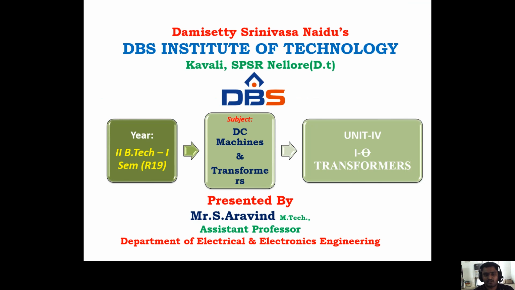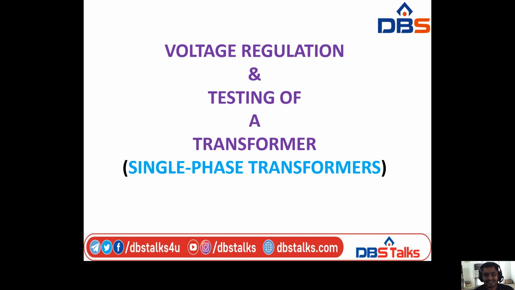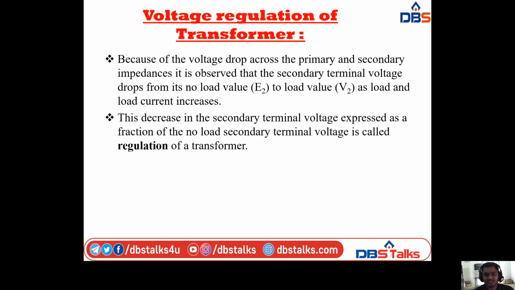Before going to the voltage regulation, firstly we have to know about the regulation of a transformer, and after that we will go to the voltage regulation concept. You know already, because of the voltage drop across the primary and secondary impedances, it is observed that the secondary terminal voltage drops from its no load value, that is E2, to load value, that is V2, as load and load current increases.